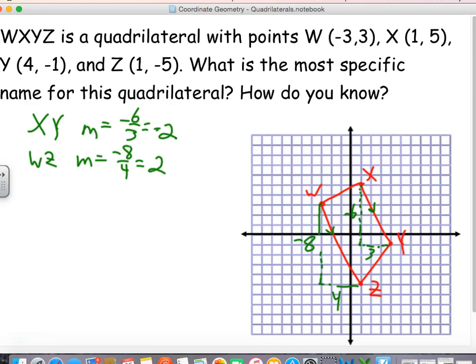Okay, so for sure we've got one set of parallel lines, but in order to be a trapezoid, it can only have one set. It can't have two. So we need to check the slopes of the other two sides and make sure they're not parallel also. So we count over and up. Our rise is 4, and our run is 3. So ZY is 4 over 3. And what's the slope of WX? We go up 2 and over 4.